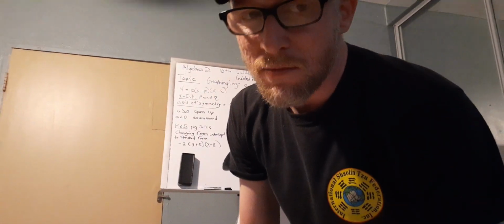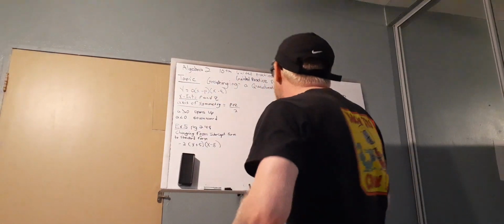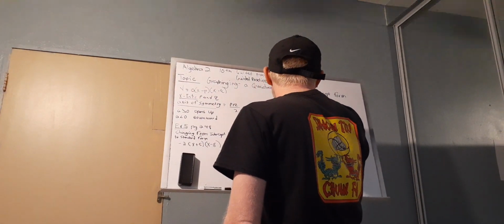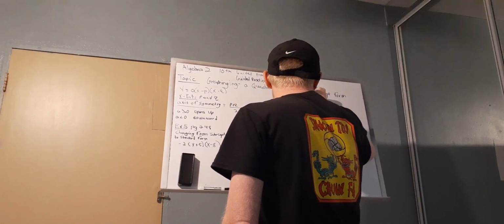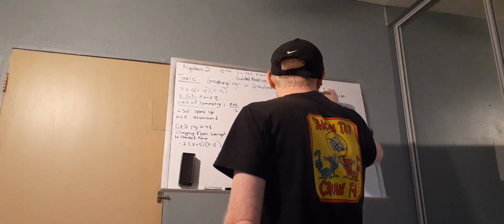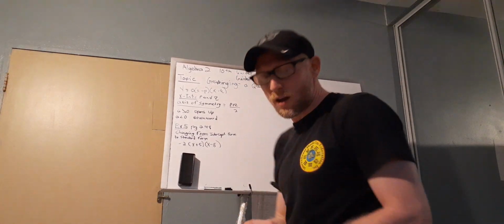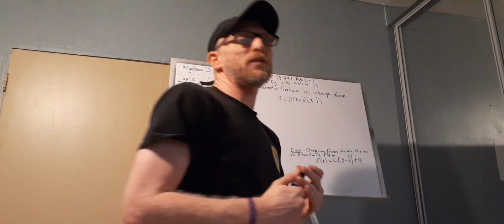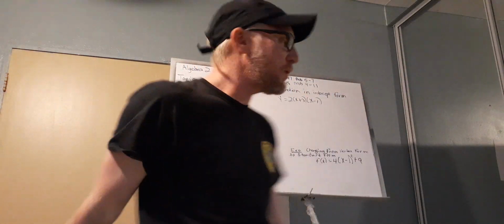So on page 247, example number 3, which is y equals 2 times x plus 3 times x minus 1, okay? So once again, 2 times x plus 3 times x minus 1. Now, before I get into the exercise, let me go over this real quick.